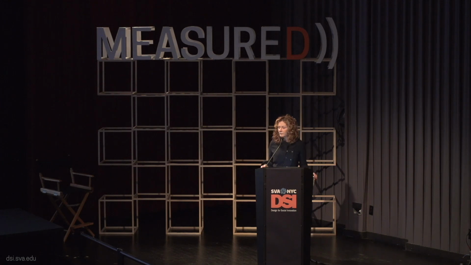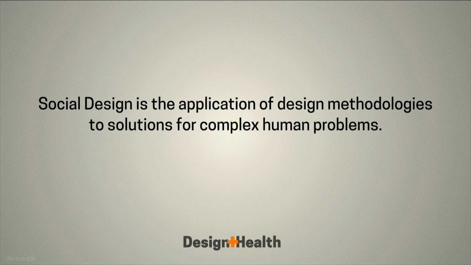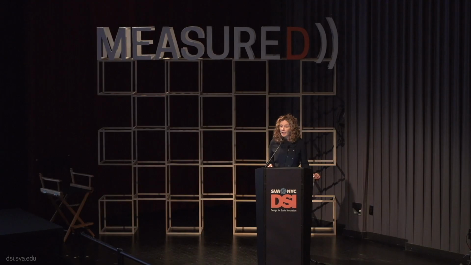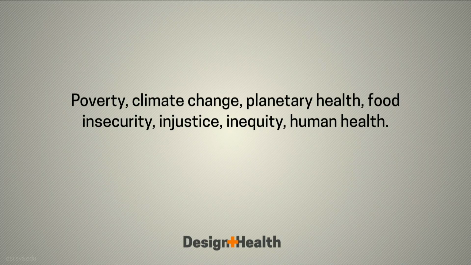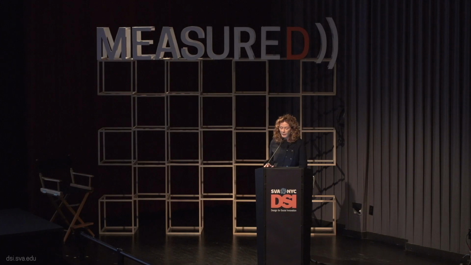The high-level definition that we use is that social design is the application of design methodologies to solutions for complex human problems. And for somebody, obviously, who doesn't know what design methodologies are, that doesn't help much. It becomes a little more clear when we talk about the issues that we address, like poverty and climate change, planetary health, food insecurity, injustice, inequity, and obviously human health. But what exactly design is doing in that conversation is still a little bit hazy.